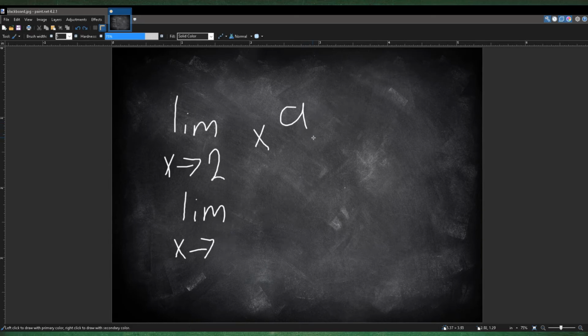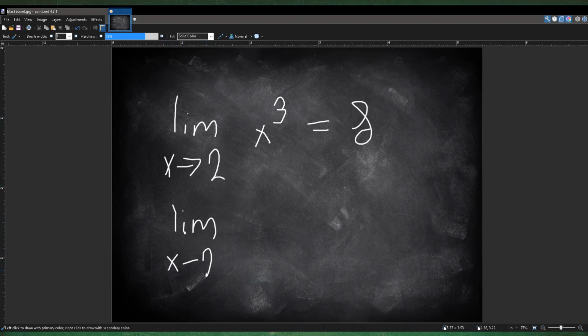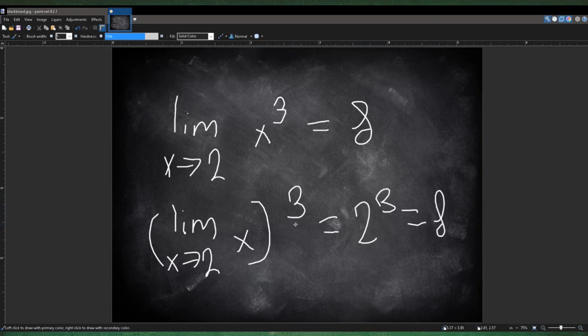So let me erase this a little first, and I'll show you the example. So as x approaches 2, the limit of x cubed is 8, right? So 2 times 2 times 2, because this is power 3. X to the power 3, that's 8. So we could just try the limit as x approaches 2 of x, and then raise that to a power of 3. So as x approaches 2, it's just got to be 2. So it's just 2 to the power of 3, which is 8. And that's basically the power rule for this.